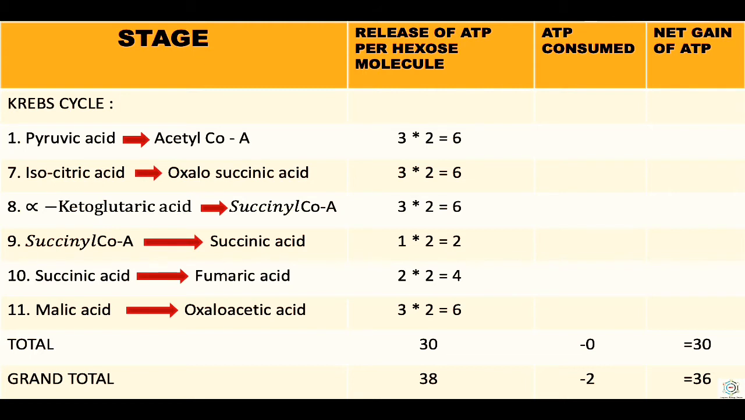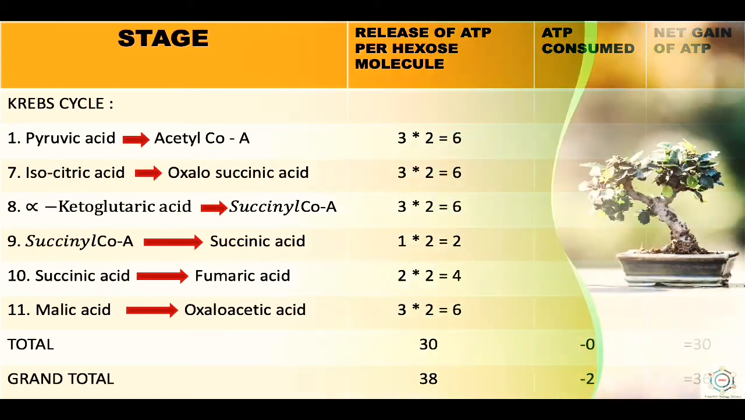So the grand total release of ATP is 38. It means from the Krebs cycle 30 and 8 from the glycolysis. And the total ATP consumption is 2, it means in the glycolysis cycle. So the overall production of ATP is 36. So this is the balance sheet of ATP in the Krebs cycle and glycolysis.